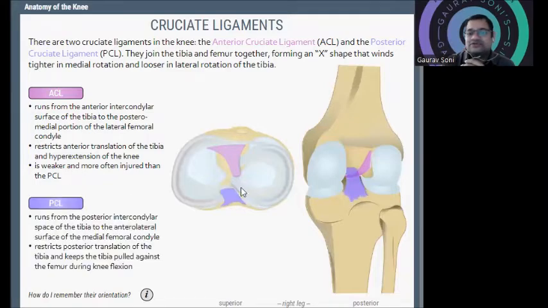Next is the posterior one. It runs from the posterior intercondylar space of the tibia to the anterolateral surface of the medial femoral condyle. You can remember the names anterior and posterior as coming from their attachment to the intercondylar surface of the tibia. Remember, it restricts the posterior translation of the tibia and keeps the tibia pulled against the femur during knee flexion.